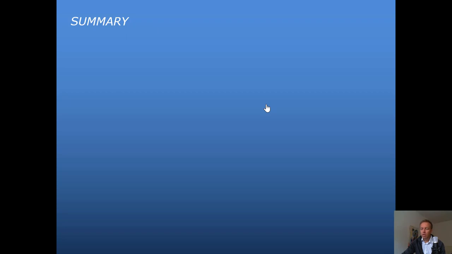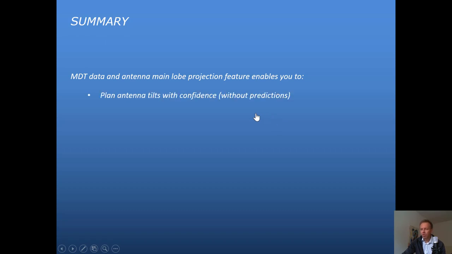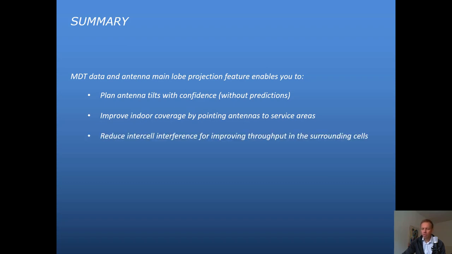So then to conclude, here is what the MDT data and antenna projection feature enables you to do. Plan antenna tilts with confidence without predictions. Improve indoor coverage in dominance areas where your customers need the power. Reduce intercell interference for improving throughput in the surrounding cells.